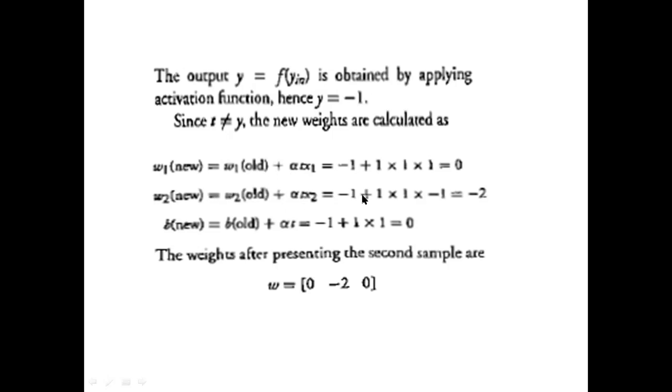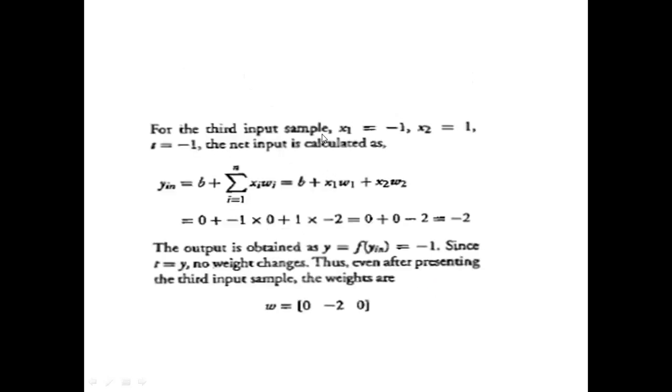Next for w2, we know w2 old is equal to -1, alpha is equal to 1, t is equal to 1 and x2 is equal to -1. Therefore the value will be -2. And what is the value of b? Similarly the value of b is 0. So the weights after presenting the second sample are w is equal to 0, -2, 0.